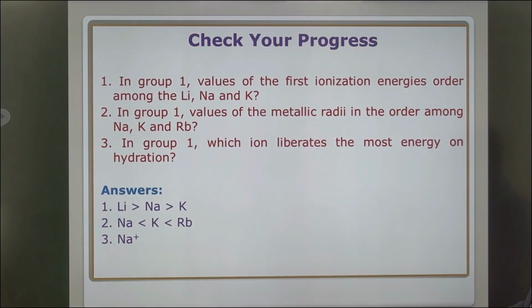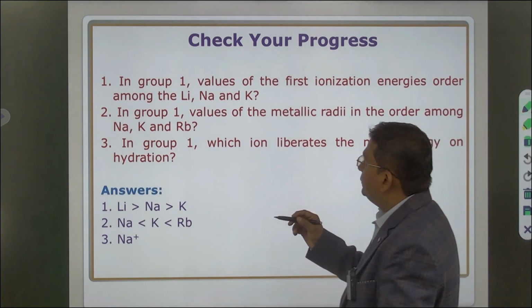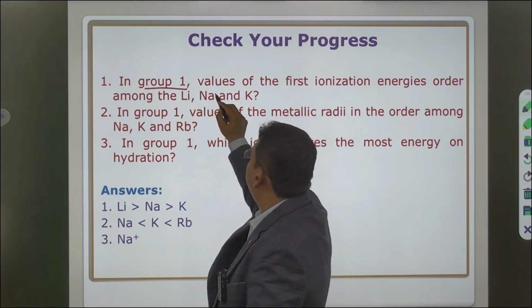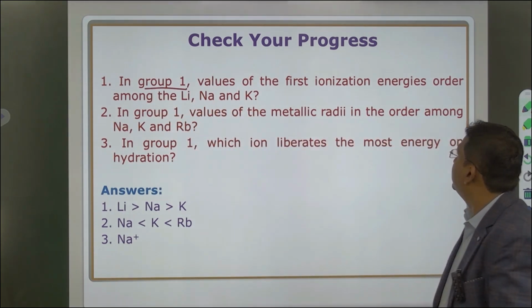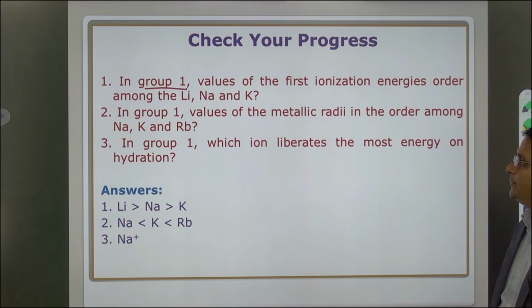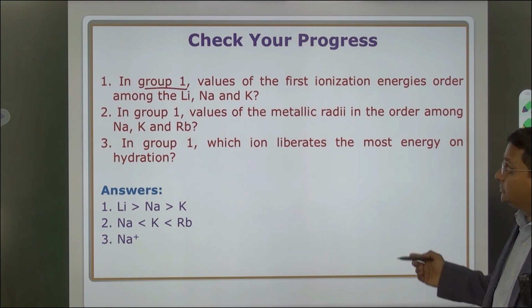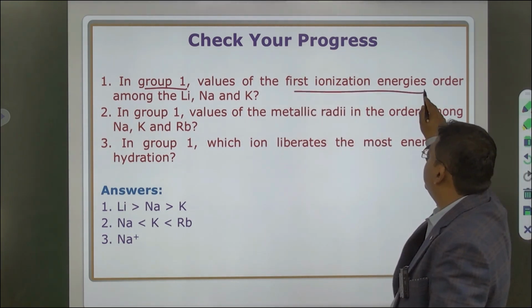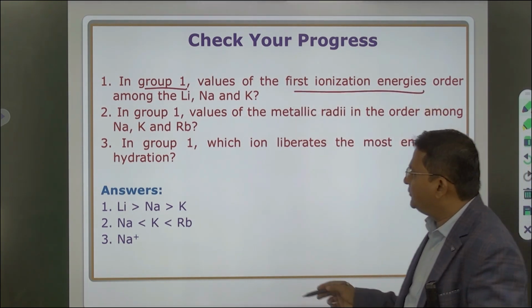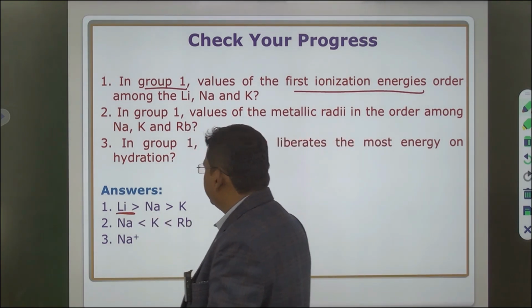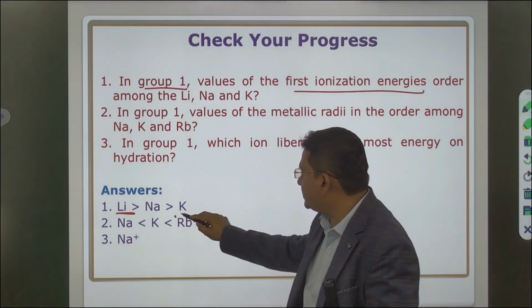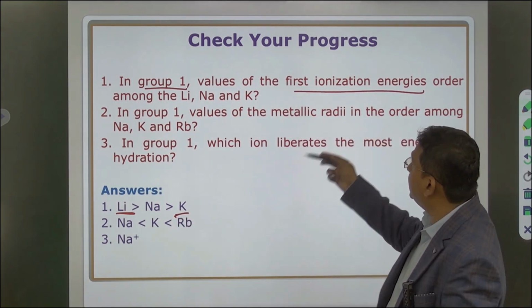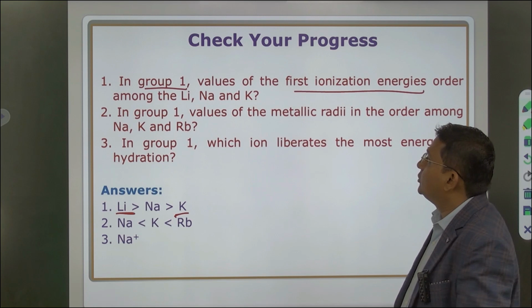After all this, you check your progress. Here are some questions which you can see. In group 1, what is the order of the first ionization energy among lithium, sodium and potassium? You see, the first ionization energy of lithium is the highest and least with potassium. This is the answer to the first question.